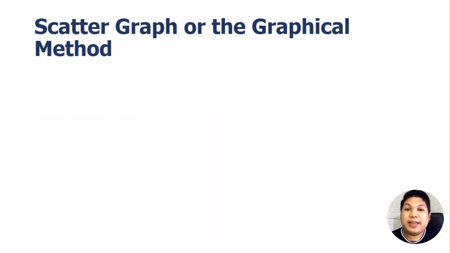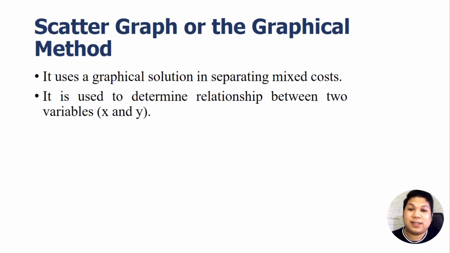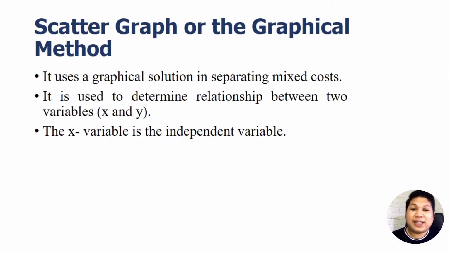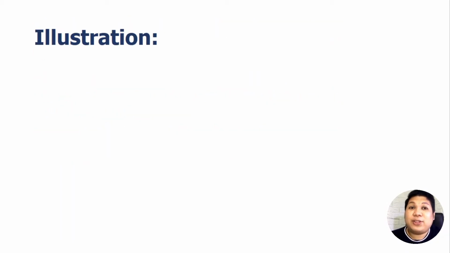Okay, so the scatter graph or graphical method uses a graphical solution in separating mixed costs, and it is used to determine the relationship between two variables, the x and the y. In this method, we're going to graph the relationship between the x and the y. The x variable is the independent variable and the y variable is our dependent variable. Okay, so let's have an illustration.